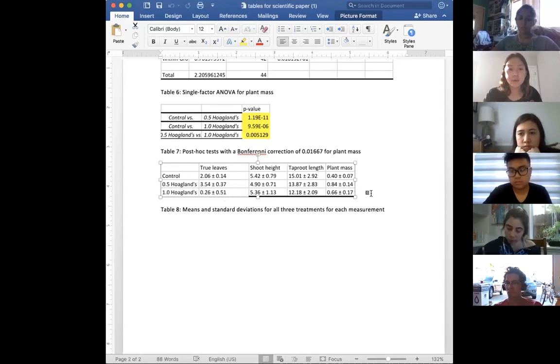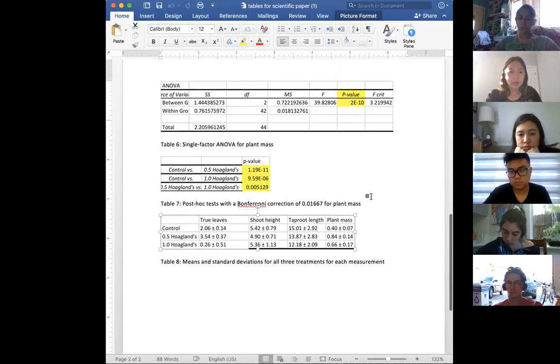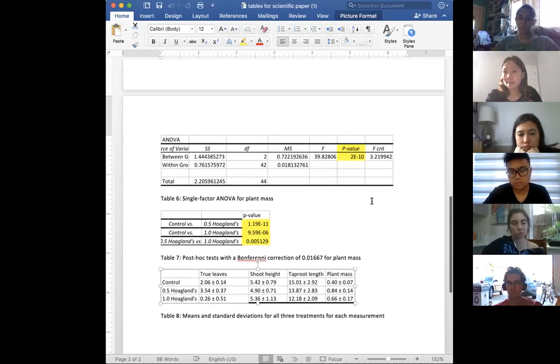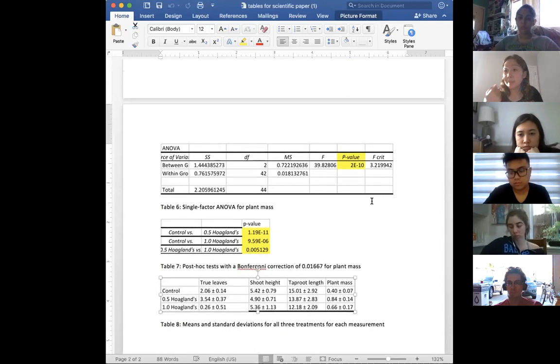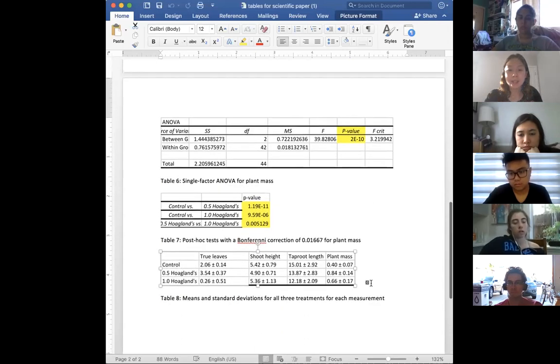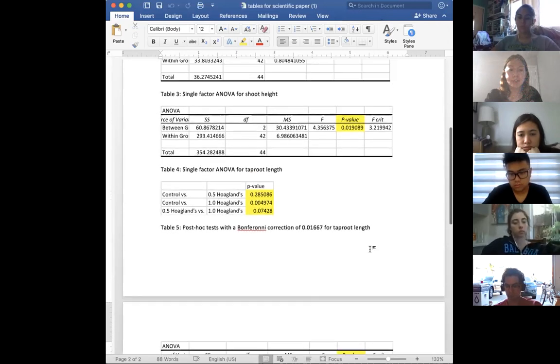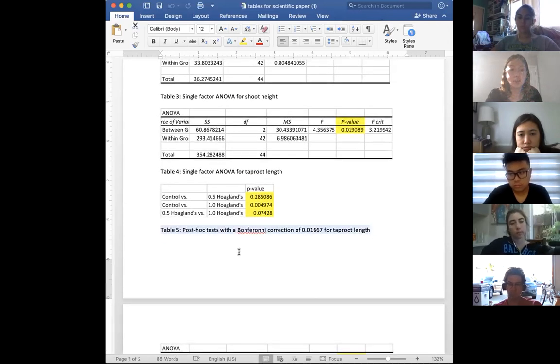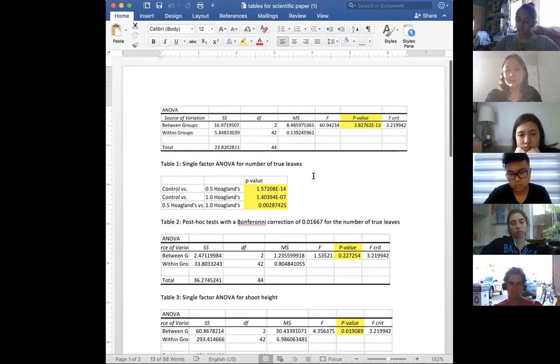And so in total, you should have 8 tables in your paper. So again, 4 of them are the ANOVA tables, the other 3 are from the post hoc tests, and then the 1 table with all of the means and standard deviations for each measurement and each treatment. So 8 total, and remember that you should have table headings that go above the respective, or sorry, actually, yeah, I think it's above. Yeah, it's above.